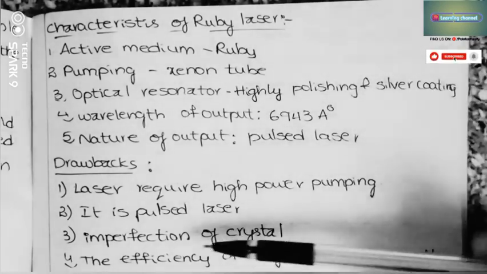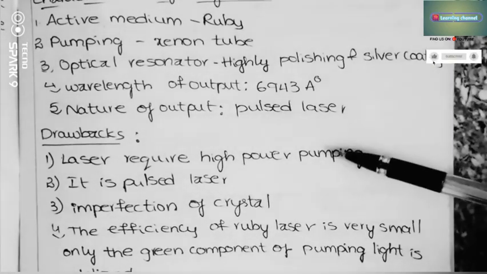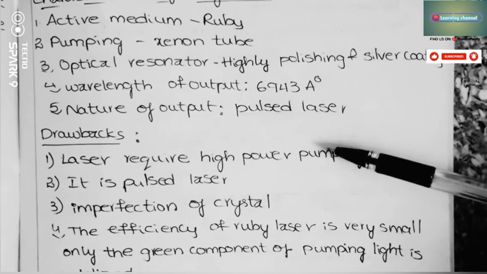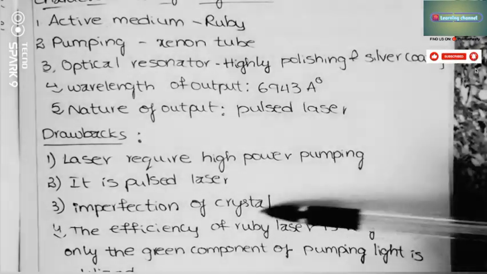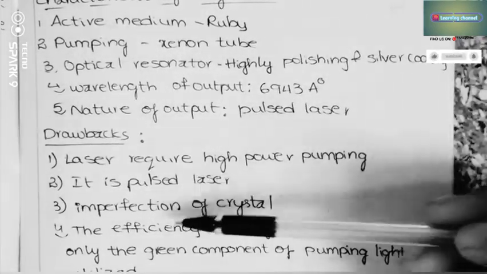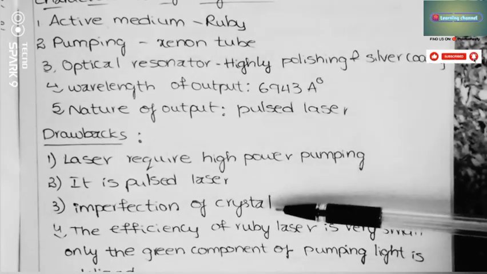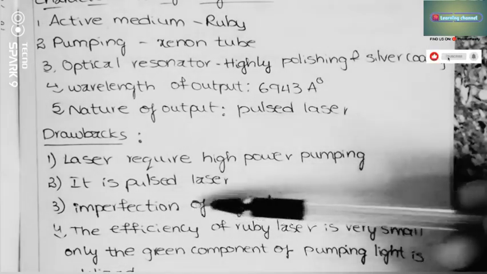And the drawbacks: the laser requires high power pumping. Here it requires high power pumping, then only the xenon flash tube will acquire energy, and that energy is given to the chromium ions. And it is a pulsed laser, so we cannot get a continuous laser, we get only a pulsed laser. And imperfection of the crystal means it contains some impurities, meaning here it is doped, right? So it is the imperfection of the crystal.